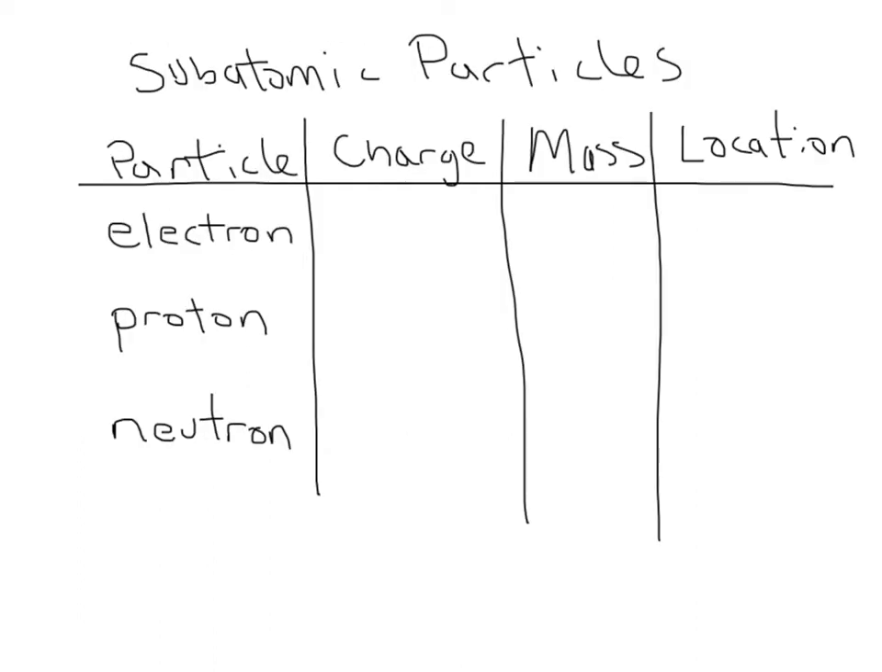All right, so the subatomic particles that we know about now are the electron, the proton, and the neutron. We're going to describe their charge, their mass, and their location. So for the electron, the charge is -1. Its mass, for all intents and purposes, I believe is 0 AMU. We pretty much ignore the mass of the electron. It's so small compared to protons and neutrons, it's insignificant. It's over 2,000 times smaller.